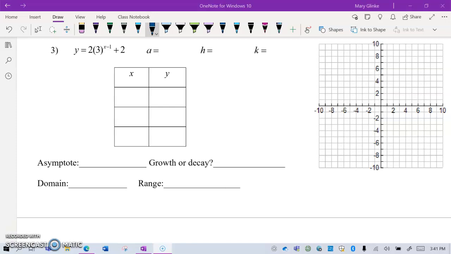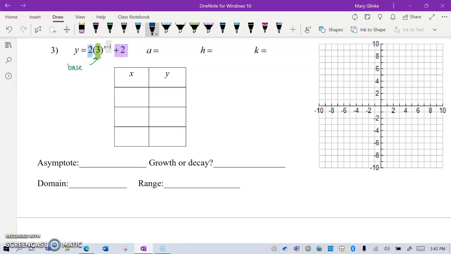Hello and welcome back. We're going to graph number 3 together to get used to A, H, and K. So for number 3 here, you first want to identify your base. So 3 here represents a base of 3. The other numbers then would be your A, your H, and your K.